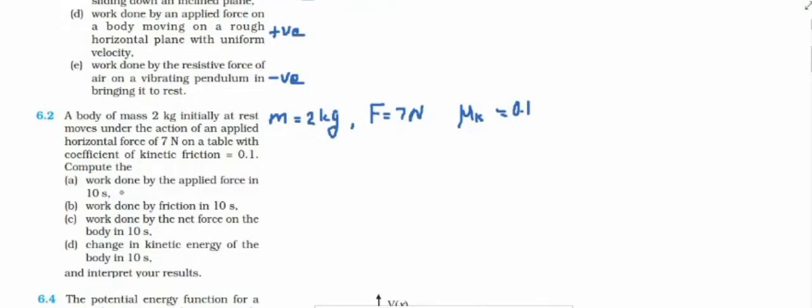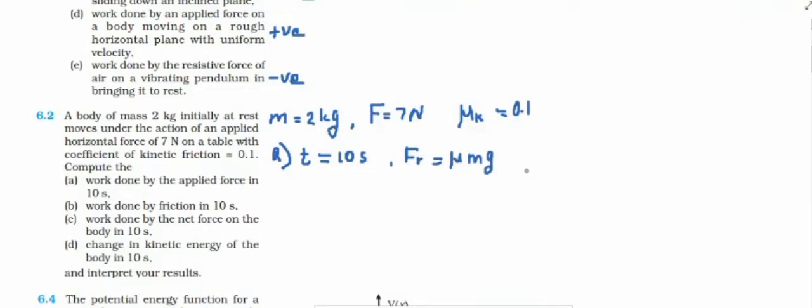Then compute. First case, the work done by the applied force in 10 seconds. Okay, so time is given. So case A we can take. Time is given, 10 seconds. First you have to find the friction acting on the body. The friction acting on the body, you can calculate: Fr is equal to mu mg.